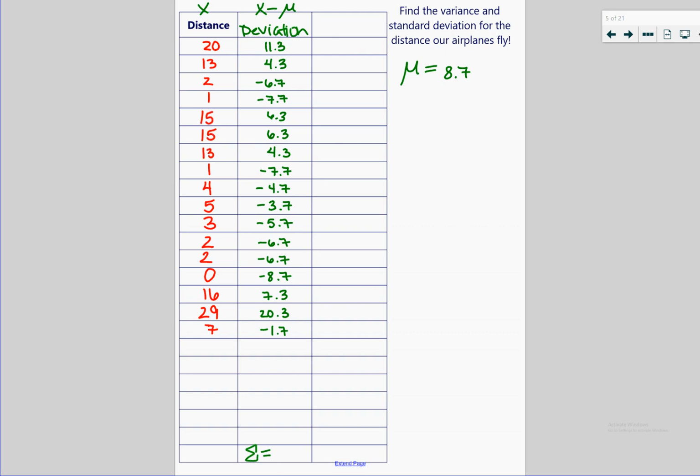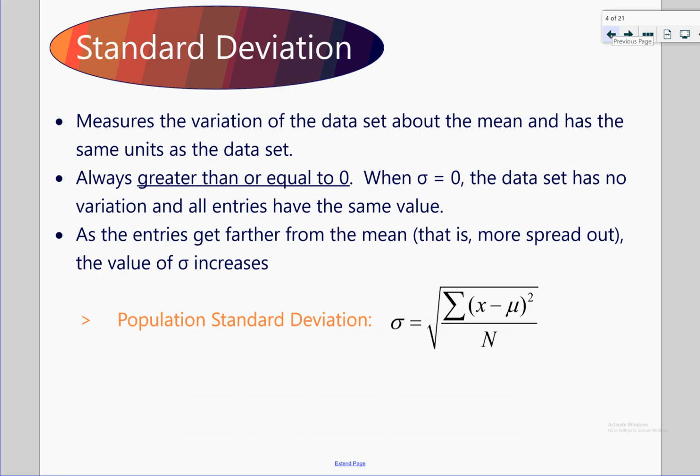All right, I got 0.1, it looks like. Okay, so again, pretty close to 0, approximately 0. All right, questions finding deviations from a data set? Perfect. Okay, let's go back to our definitions then.